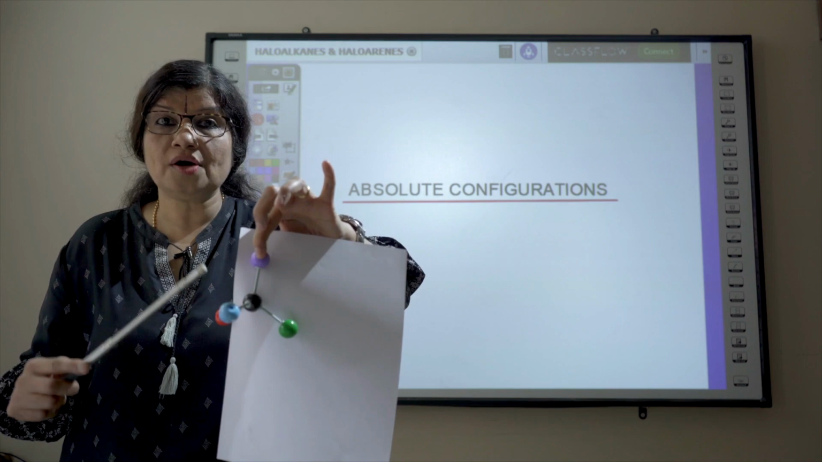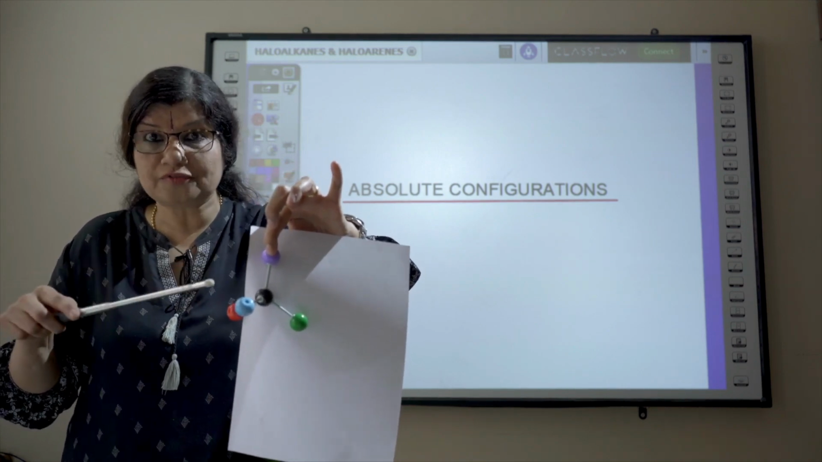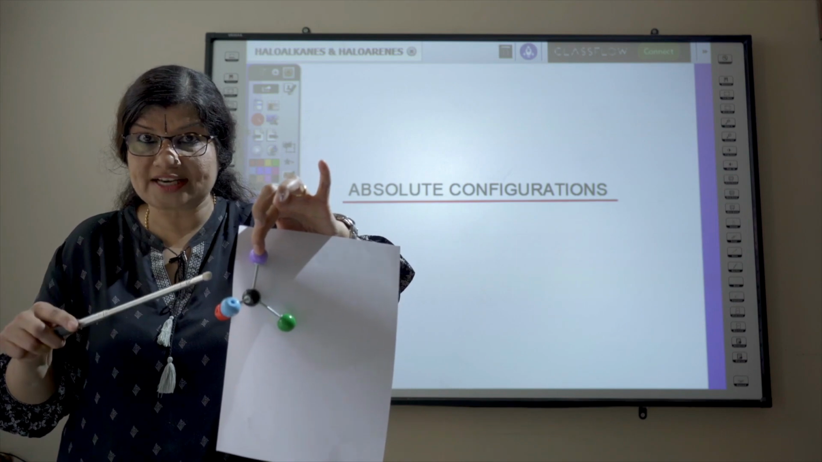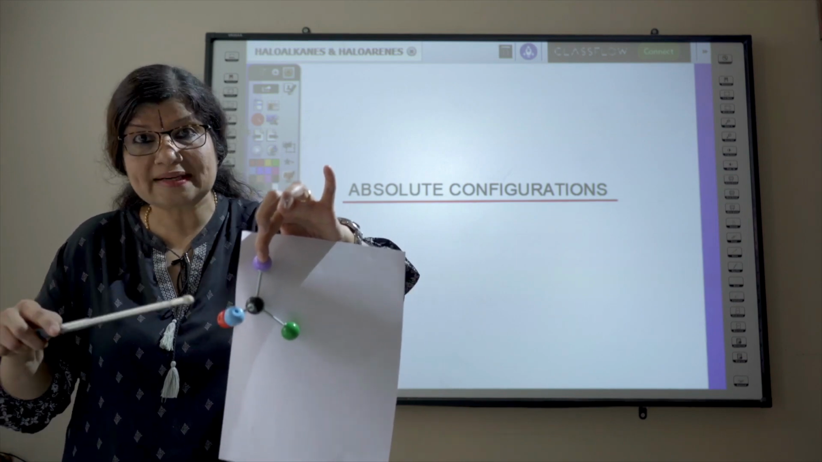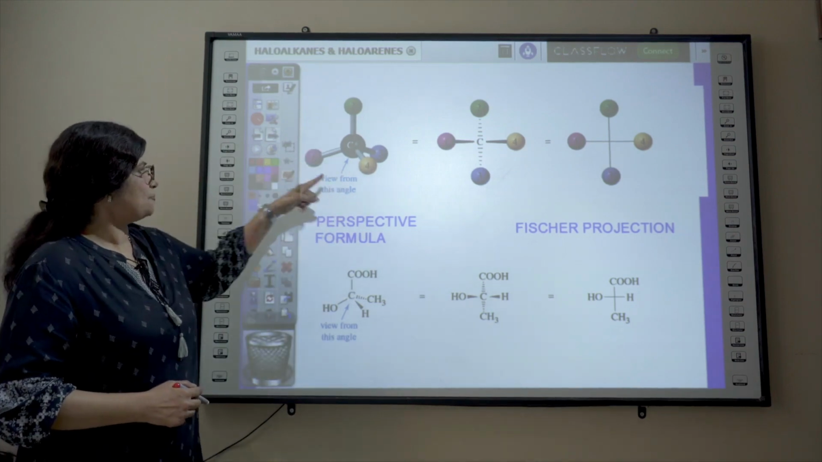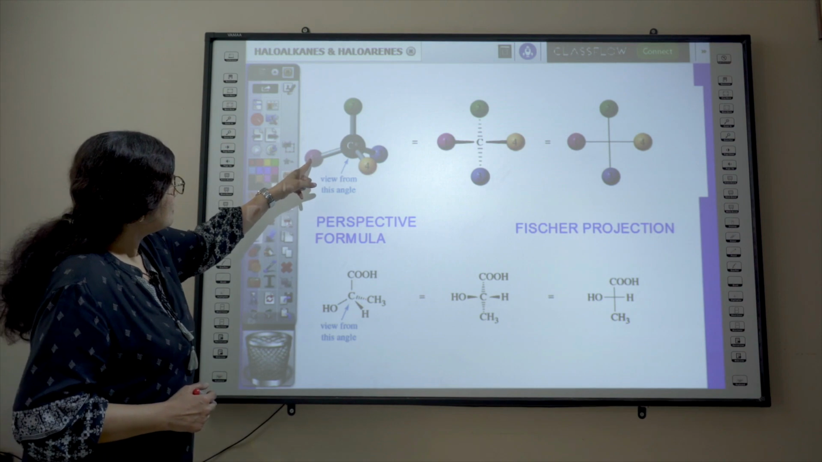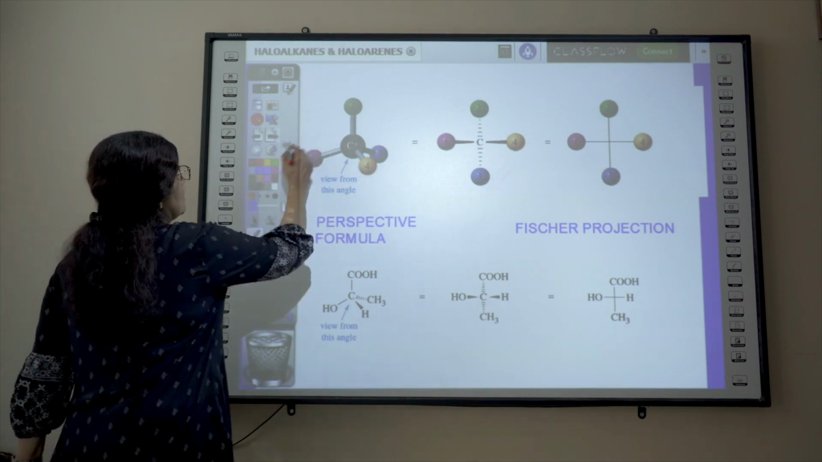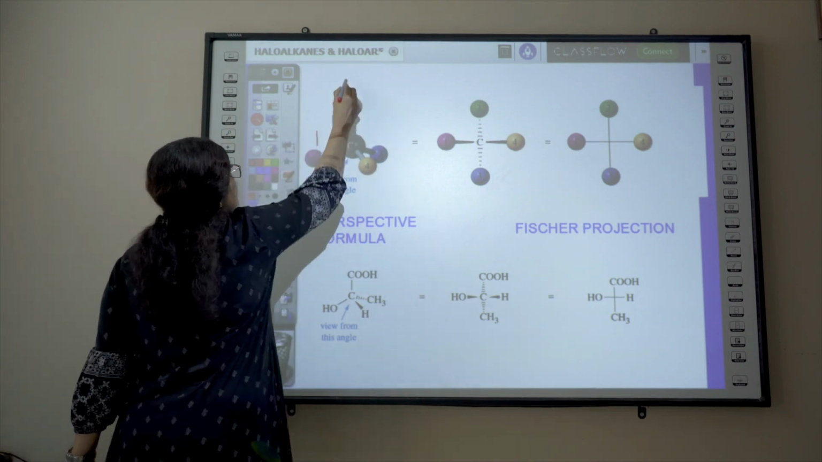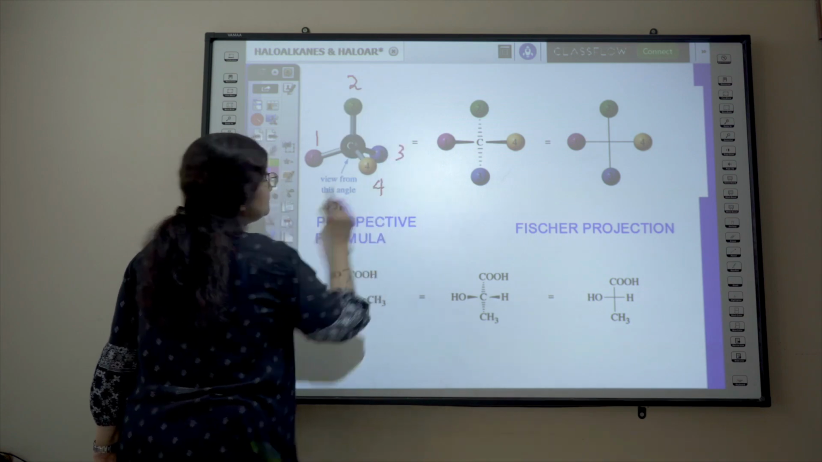So let's focus on determining the configuration, or the arrangement of groups, or the absolute configuration, with respect to the perspective formula first. So here is the perspective formula. Alright, now as you notice 1 and 2, let me rewrite these numbers 1, 2, 3 and 4.